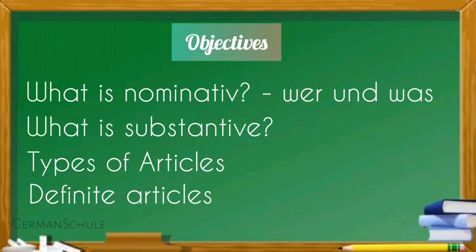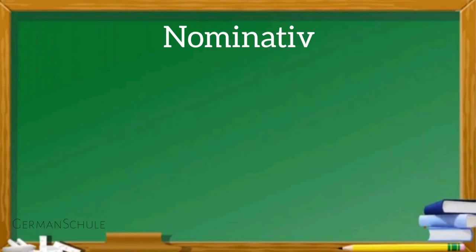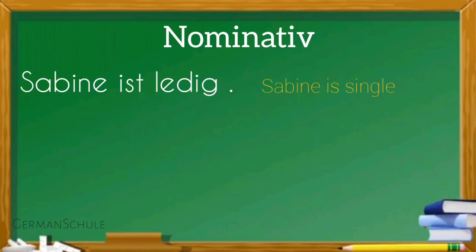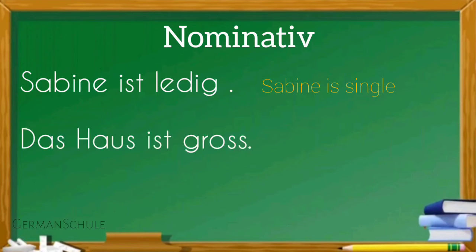Nominative. The most important thing in a sentence is to understand the nominative. Let's look at the example. Sabine ist ledig. Das Haus ist groß. Let's look at the subject in both sentences, Sabine and house. Here, the subject is in the nominative case.